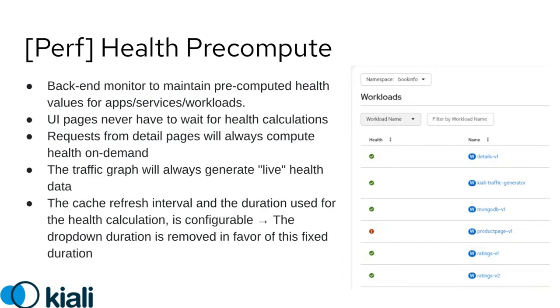But probably the biggest change in the UI resulting from this is that you're used to having a duration dropdown in your list pages and on the overview, where you could say, I want to see this for the last 1 minute, or the last 5 or 10 minutes. That sort of thing doesn't really do well when you're computing everything in advance. So the change here is that you now have one fixed duration for health, which will default to the last 5 minutes, but it is configurable in the Kiali CR. And you won't see that dropdown on those pages.